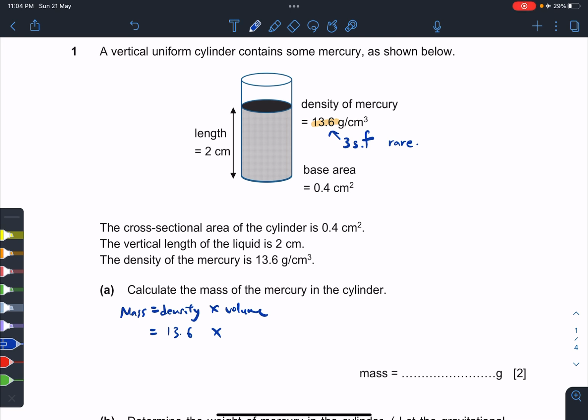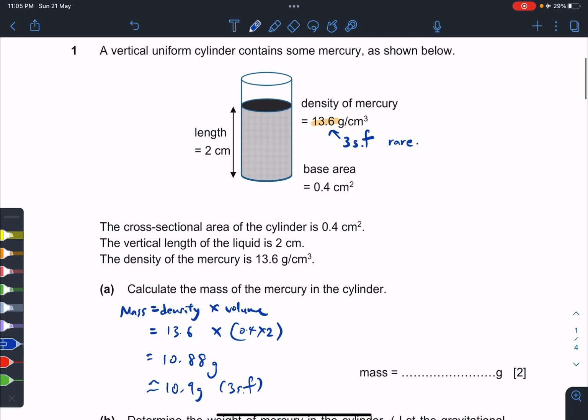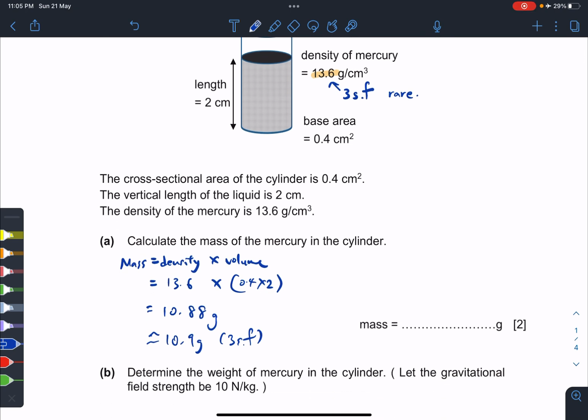We have the cross-sectional area, which is 0.4 times 2, which gives you a final answer of 10.9 gram, 3SF. Okay, actually, if I'm not wrong, you will get 10.88 gram, 10.9 gram 3SF. So the 3SF, I repeat, is only for this particular question because they give you one of the numbers in 3SF. Normally 2SF is fine, don't worry about it.